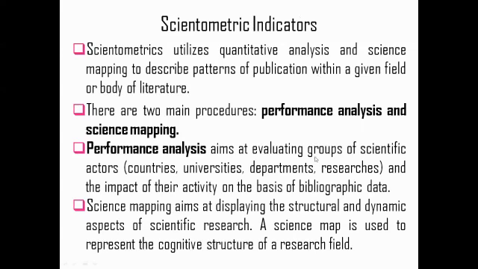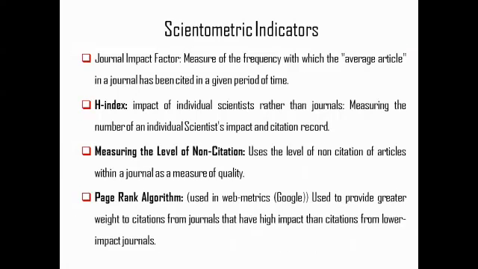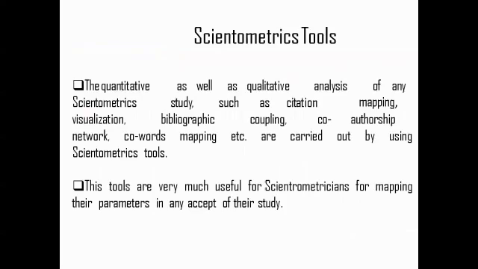Science mapping aims at displaying the structured and dynamic aspects of scientific research. The science map is used to represent the cognitive structure of a research field. And there are other scientometric indicators such as journal impact factor, H index, level of non-citation, and PageRank algorithm. These are all the other scientometric indicators.